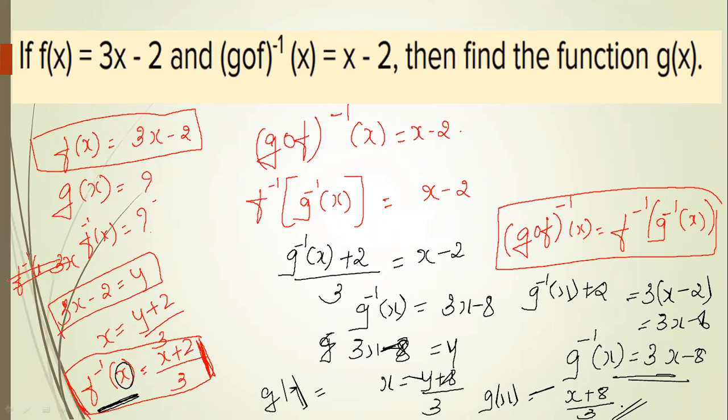Here what you have to remember always: g composition f inverse of x is f inverse of g inverse of x, the first thing. Second thing, if f of x is given and they say find f inverse of x, what you have to do is equate the given expression to y, then find what x is from that. Okay, these are the things which you should remember. So can we move to the next question?